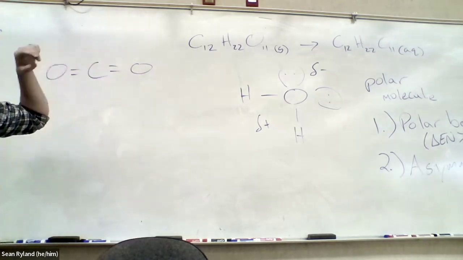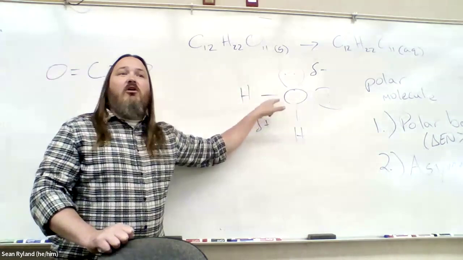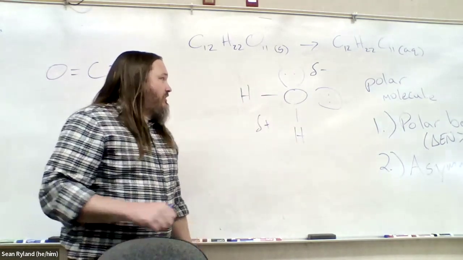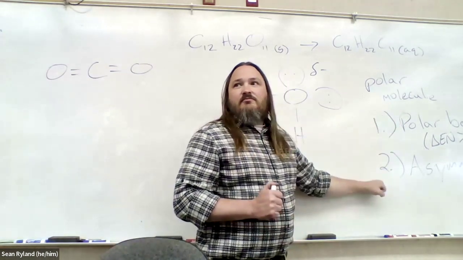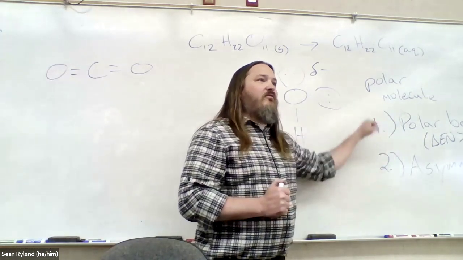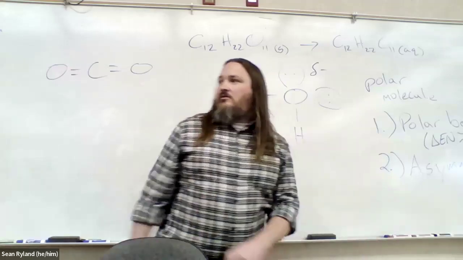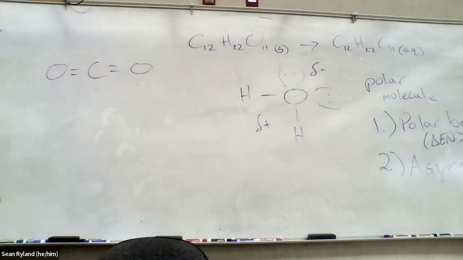So basically, you need to be able to draw the Lewis dot structure because you need to know if you have polar bonds, but you also need to know if you have asymmetry. A polar molecule needs both of these. If you can't say yes to both of these questions, then it's a non-polar molecule. In the case of carbon dioxide, with the polar bonds within that, would it just be 0? Would it not be polar at all? Yeah, exactly.